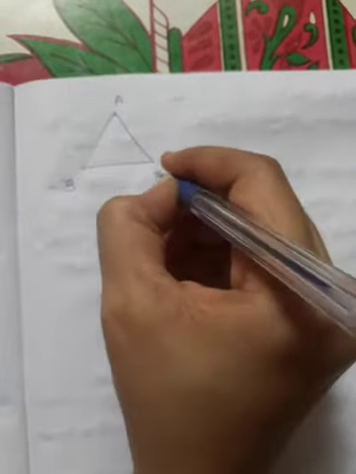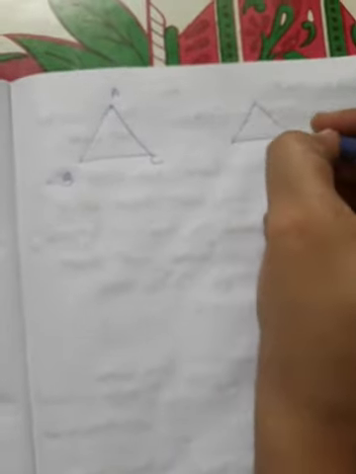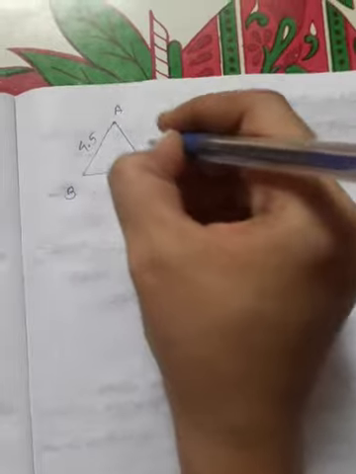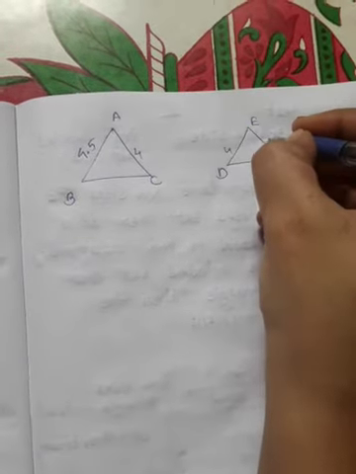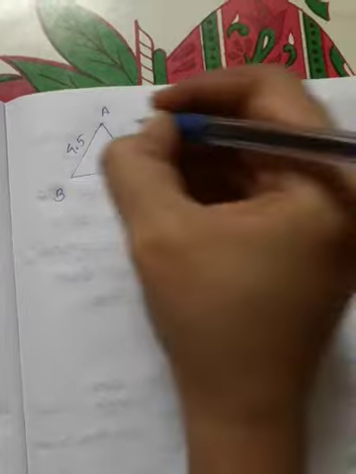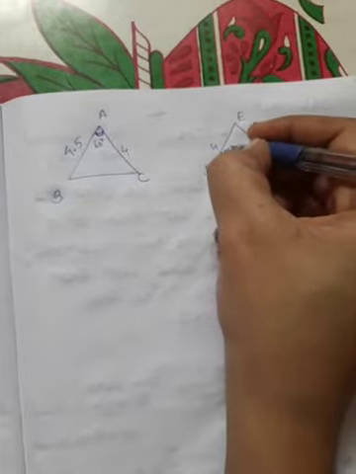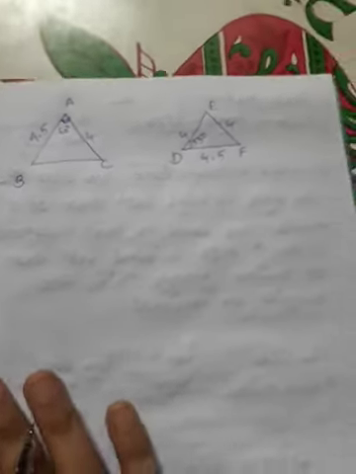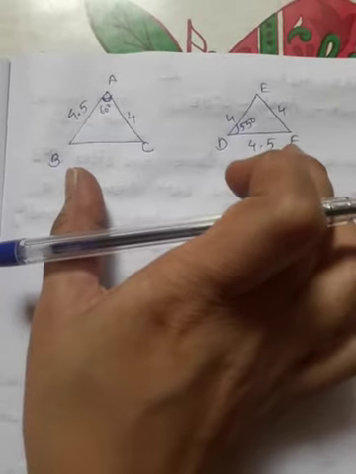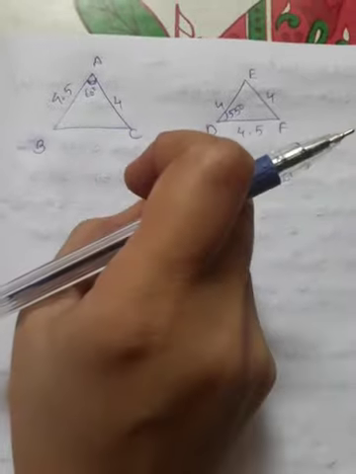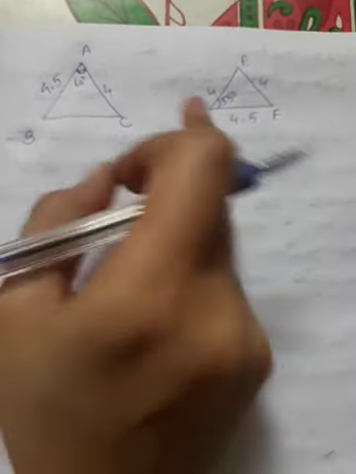Okay, now see the next two triangles, triangle ABC and triangle EDF. Here is 4.5, 4 centimeter, here 4 centimeter, here 4 centimeter, here 4.5. Here the angle is 60 degree and here the angle is 55 degree. So here apply the SAS test to check whether the given triangles are congruent or not. We first check whether the two sides and the angle included between them are equal or not. First of all, which two sides are equal?